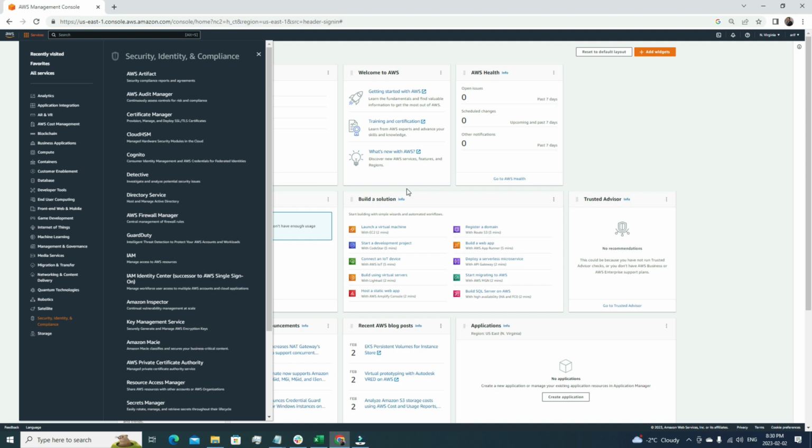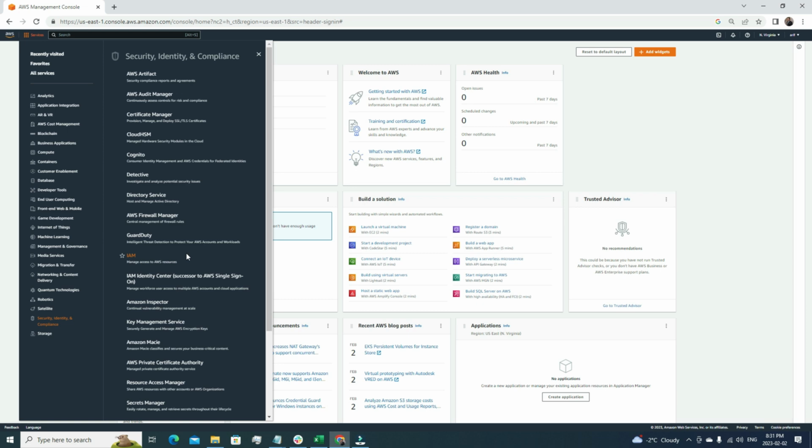The next section is security, identity and compliance, and this is a very interesting section and one of the most important sections of AWS, because whenever a client is moving their data to the cloud, the first concern is whether it's secure. So AWS has done an excellent job to make sure that the data that will be migrated to the cloud is totally secure. So in this section, the first service that you need to know about is IAM.